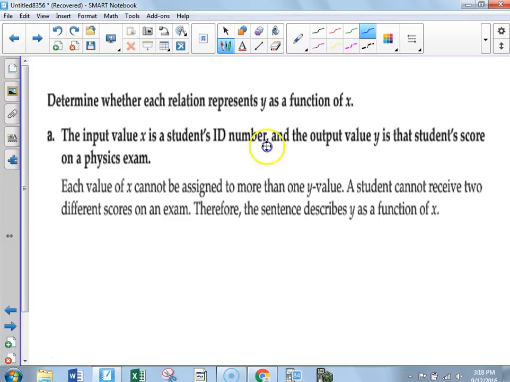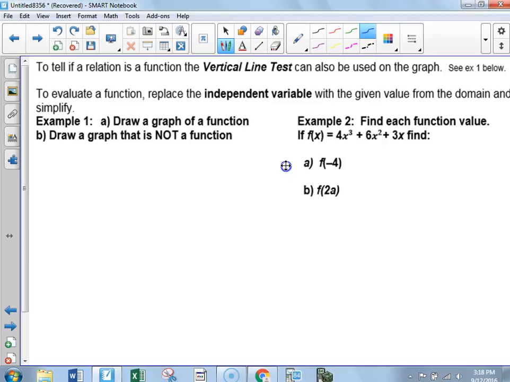Okay. Student ID numbers don't repeat. They're unique. So they say yes, it's a function. My issue with this is I want to know, well, what's the rule that relates one to the other, right? There's no rule that says if you have this ID, you're going to get this score. But it doesn't repeat, so there's some kind of assigned value, so they call it a function.